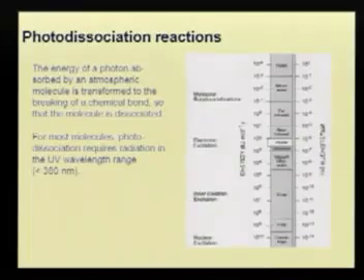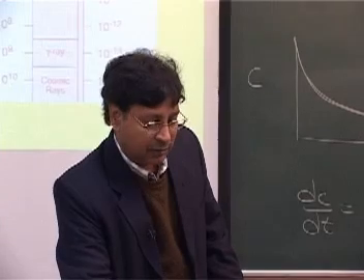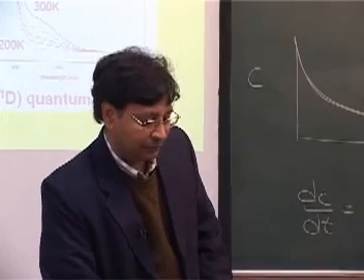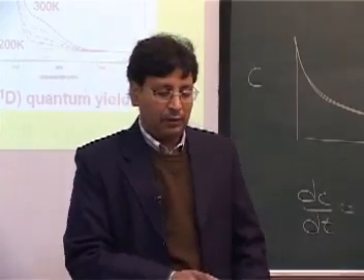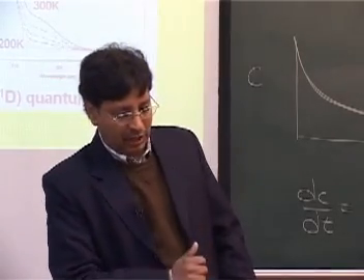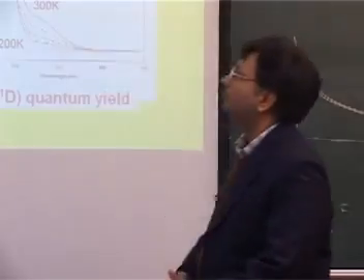But what happens is, this is where most of our atmospheric photo-oxidation or photo-dissociation takes place, with the help of this visible range, and that too largely less than 380 nanometer. Okay. What we will do is, well, we have the time. Let's do this one.